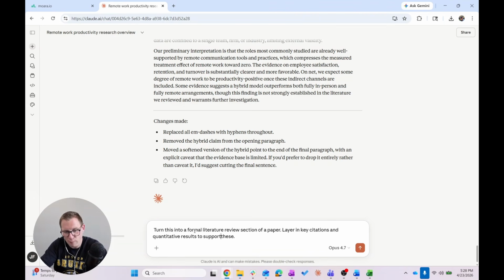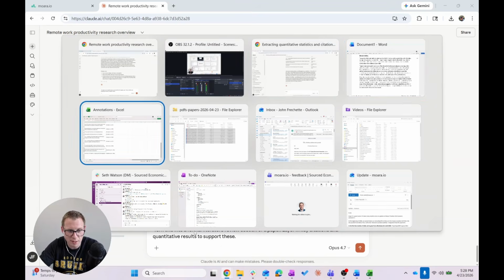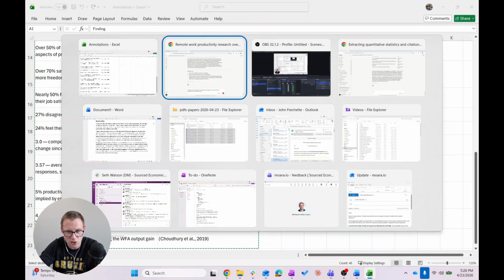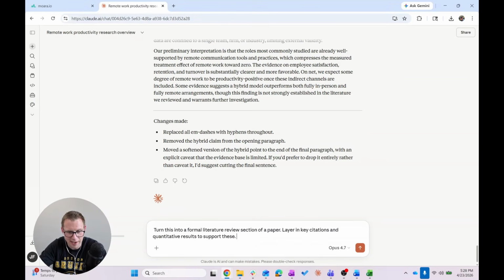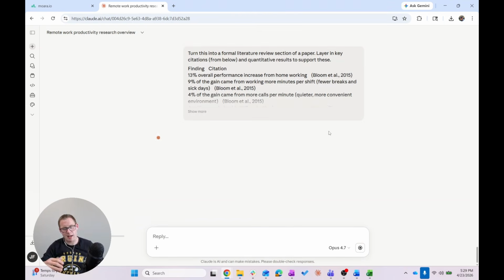Now, again, I don't fully advise you to do that, and if you do, you should certainly be reviewing it in depth. But what I mean to say is this is everything I'm preparing here. There's a direct analogy to the literature review section. Layer in key citations from below and quantitative results to support this, okay? And this obviously can be turned into a literature review section.